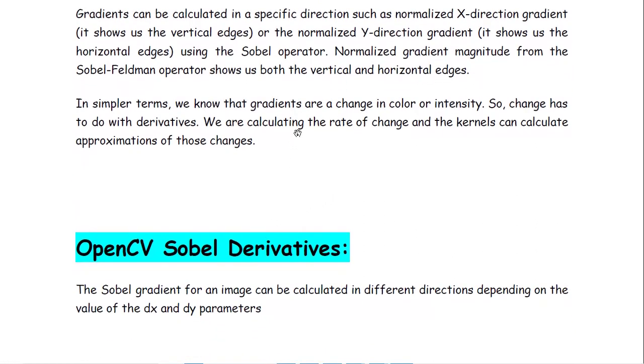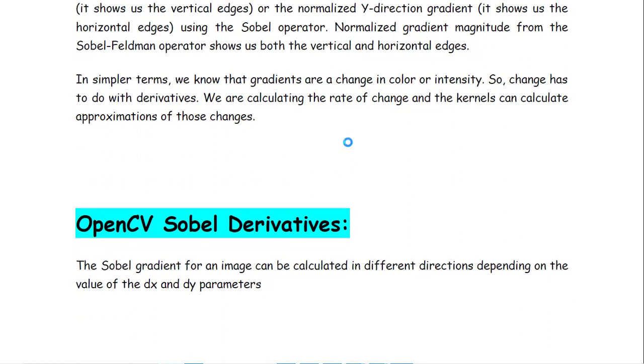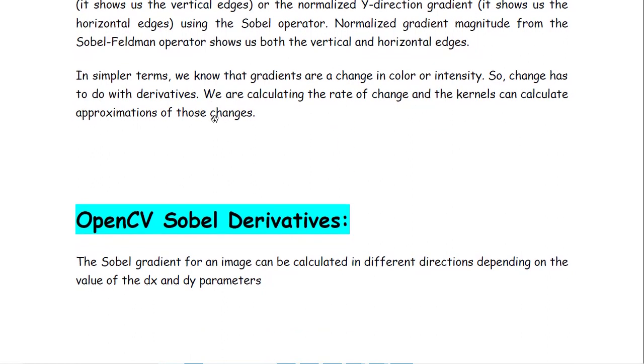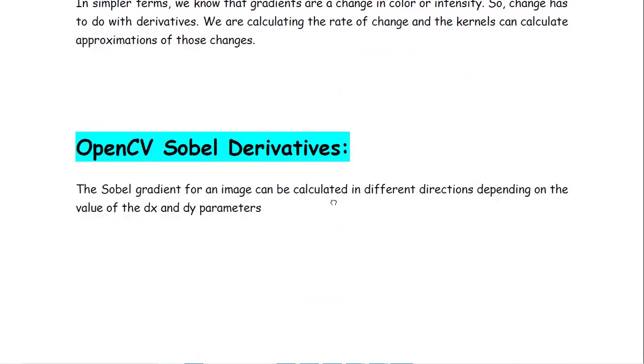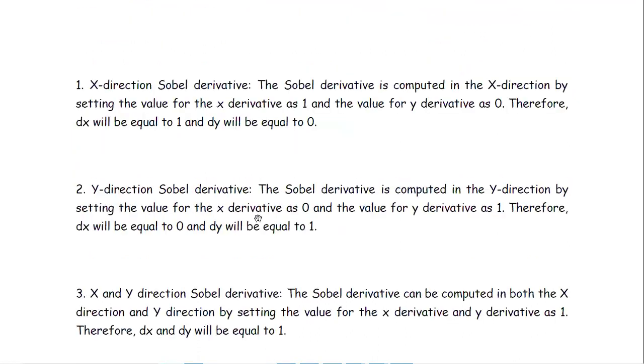So we know that gradients are a change in color or intensity. In summary, we can say like that. So change has to do with the derivatives. We are calculating the rate of change, and the kernels can calculate the approximation of those changes.